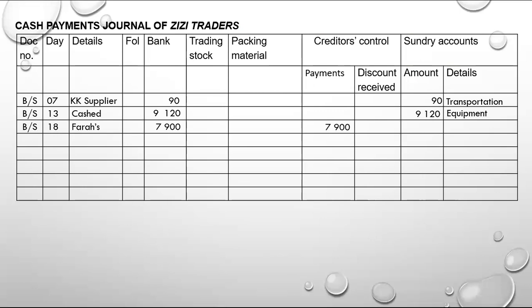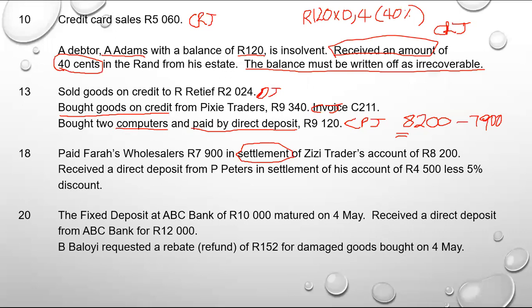And then how much were we owing? We were owing 8,200, but we only paid 7,900. That means the 300 Rand was a discount we received because they said we settled the account. Settled means we paid it off, guys. Settled means we paid it off. All right, done with that one.